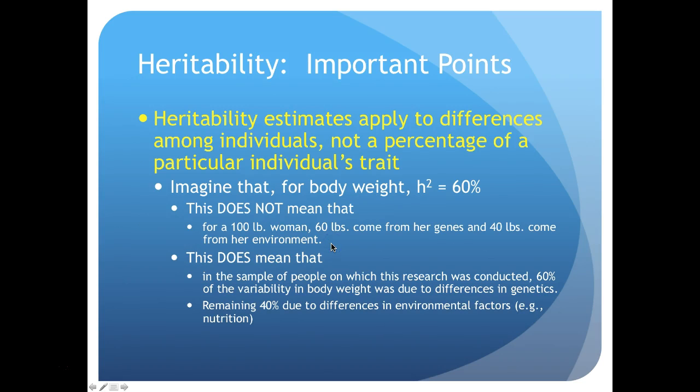An important point about heritability is that the estimates apply to differences among individuals, not to individuals per se. So, if you got heritability of 60% for body weight, that does not mean that for a 100-pound woman, 60 pounds comes from her genes, 40 pounds from her environment. What it does mean is if you've got a group of people who vary between 100 and 200 pounds, you could say that 60% of the variability in body weight was due to differences in genetics. The remaining 40% is due to environmental factors, for example, nutrition.